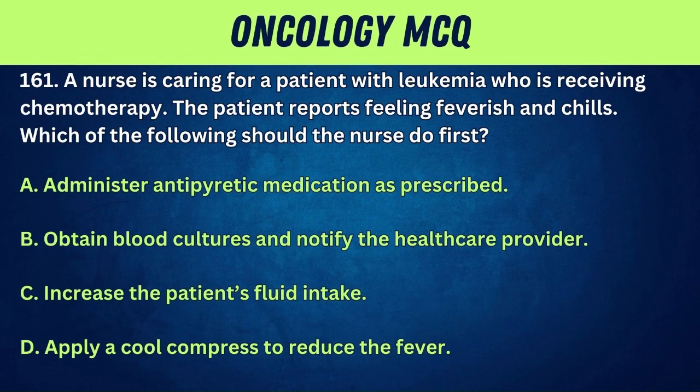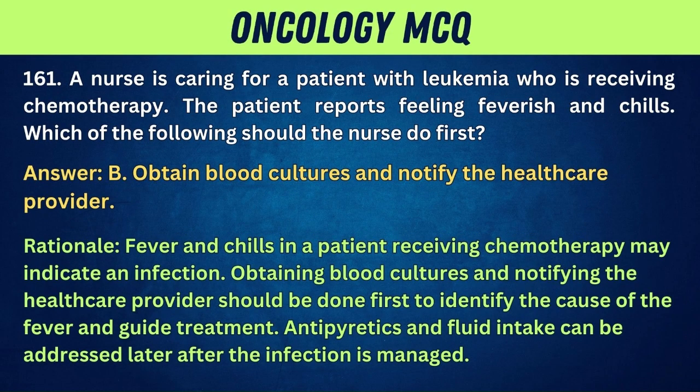161. A nurse is caring for a patient with leukemia who is receiving chemotherapy. The patient reports feeling feverish and chills. Which of the following should the nurse do first? A. Administer antipyretic medication as prescribed. B. Obtain blood cultures and notify the healthcare provider. C. Increase the patient's fluid intake. D. Apply a cool compress to reduce the fever. Answer: B. Obtain blood cultures and notify the healthcare provider.